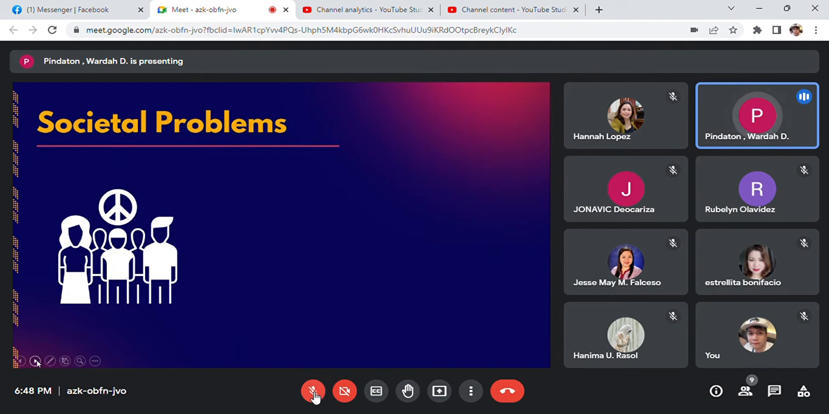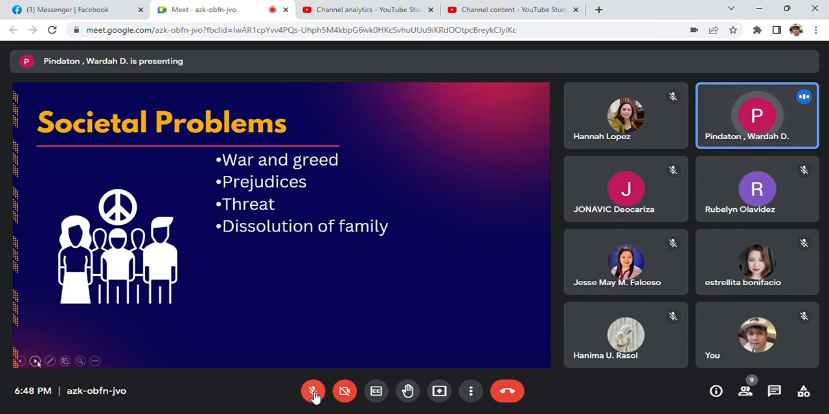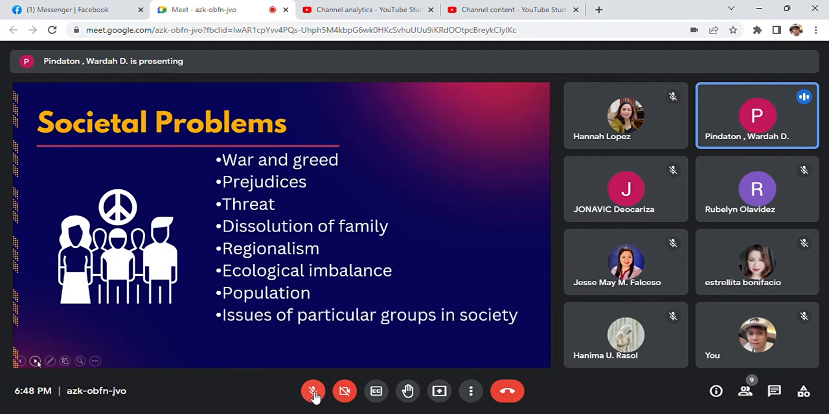Another factor is the societal problems, and some examples are the following. First, we have war and greed, prejudices, threat, dissolution of family, regionalism, ecological imbalance, population, issues of particular groups in society.